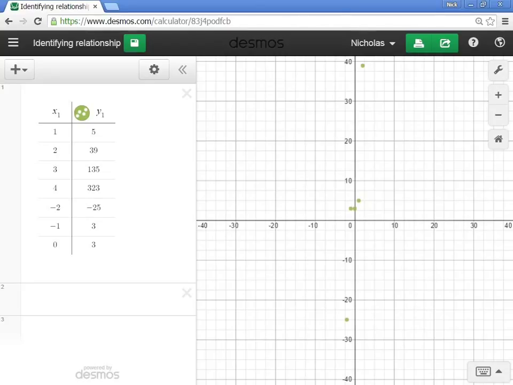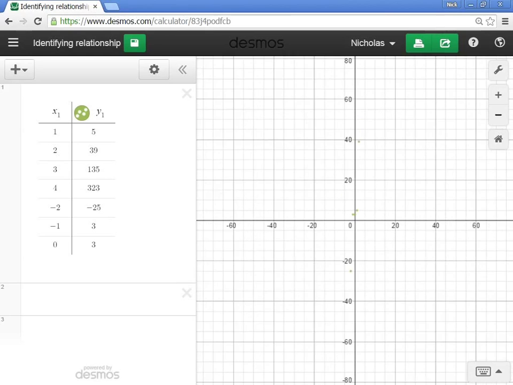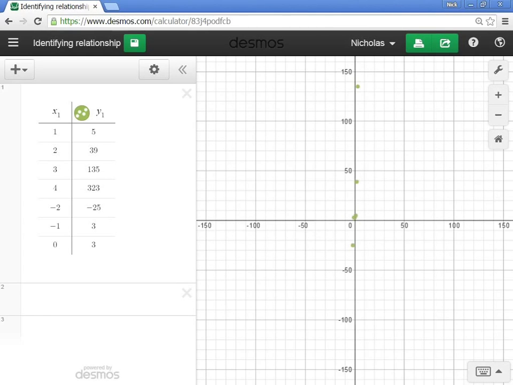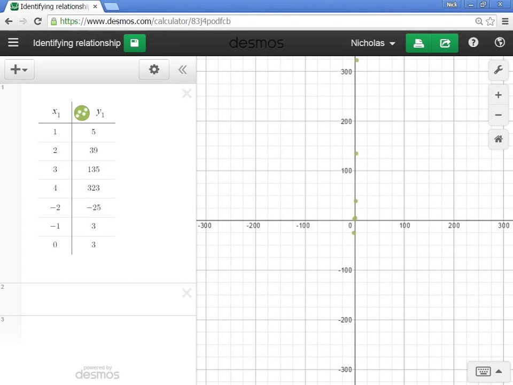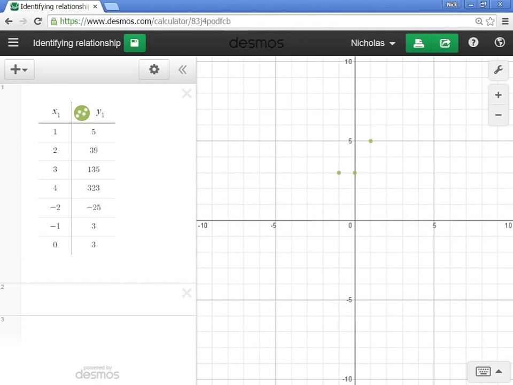Now, right here I only see 1, 2, 3, 4, 5 of the points, but we have more points, and that's because if we zoomed out more, we would see the other points. They're just way up there. Oh, our lowest point down there is just -25, which is right there. Okay, so this is just kind of the home screen right here.